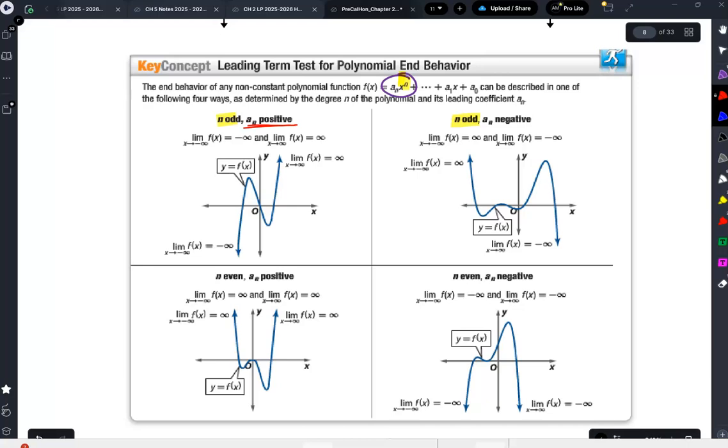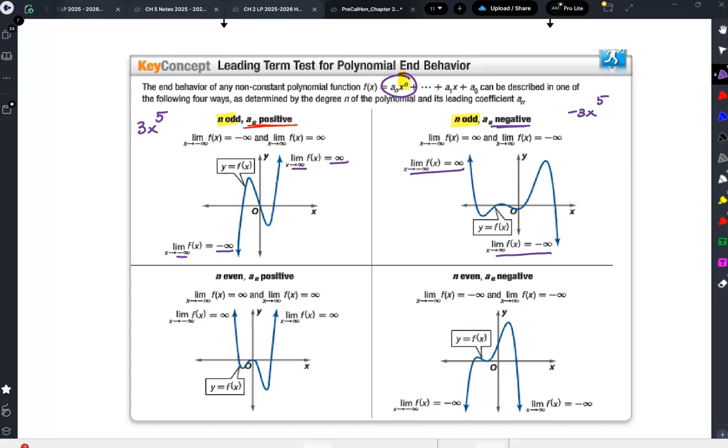So for example, if your leading term is 3x to the 5th, this a is positive. So as x approaches positive infinity, f of x goes to positive infinity. As x approaches negative infinity, f of x goes to negative infinity. But if a is negative, so if you had negative 3x to the 5, then it is the opposite direction. So as x approaches infinity, f of x approaches negative infinity, and then it's opposite on the other side.